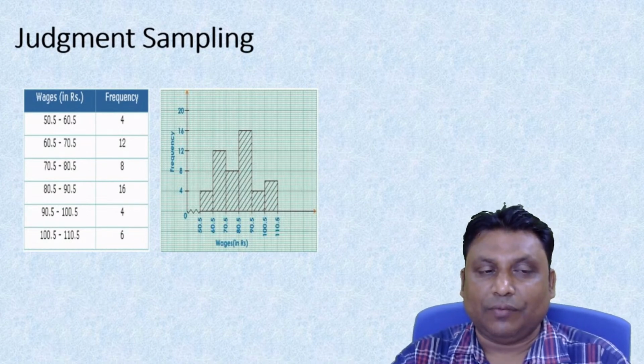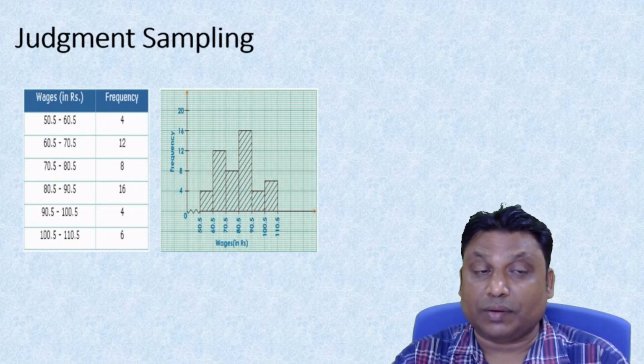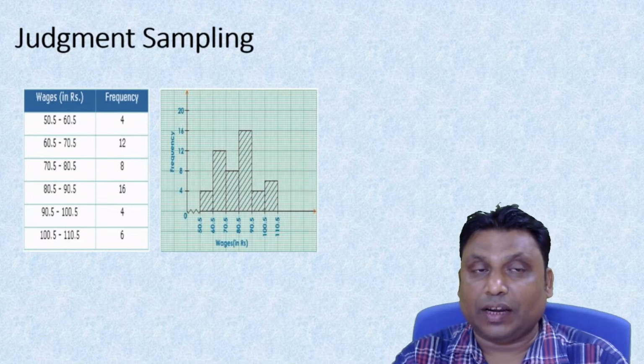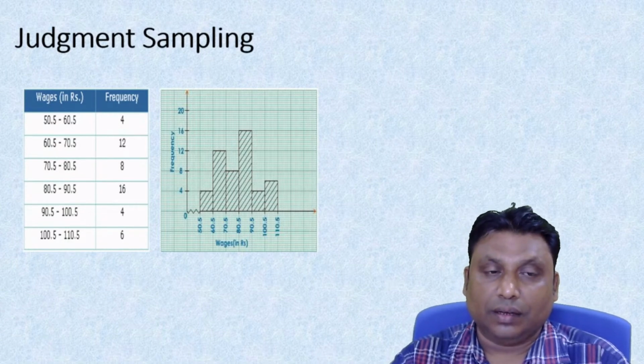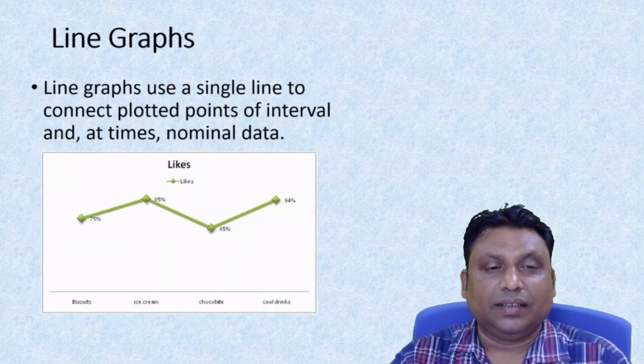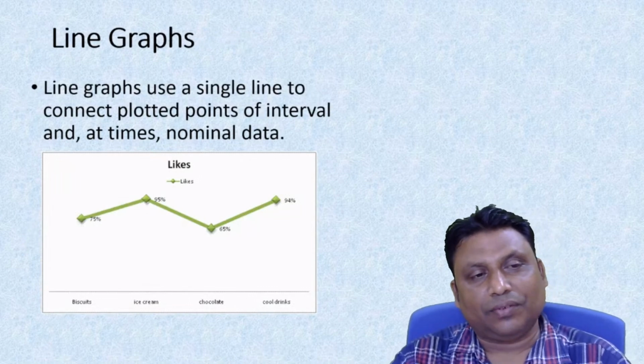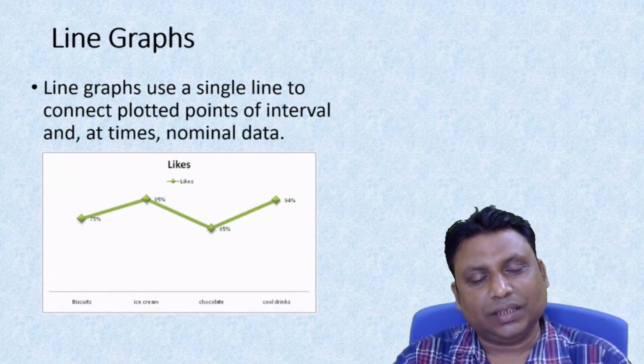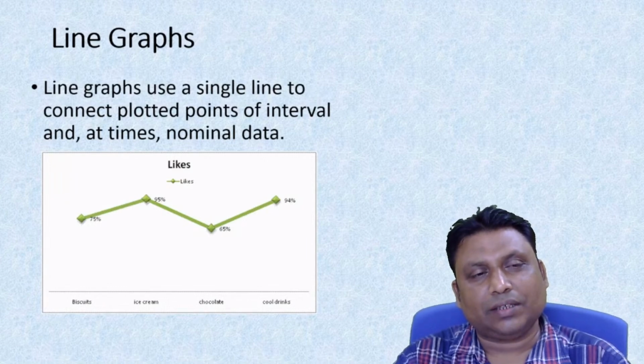Yes or no? And the fourth one is, suppose you are taking 60.5 to 80.5, then the next one should start from 80.5. This type of diagram is called the histogram. Then another one is the line graph. Line graph, all of you know that on the axis you take the points, add each point, and make a line. This is called the line graph.